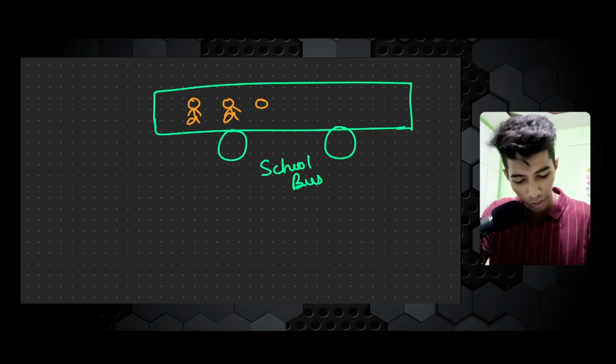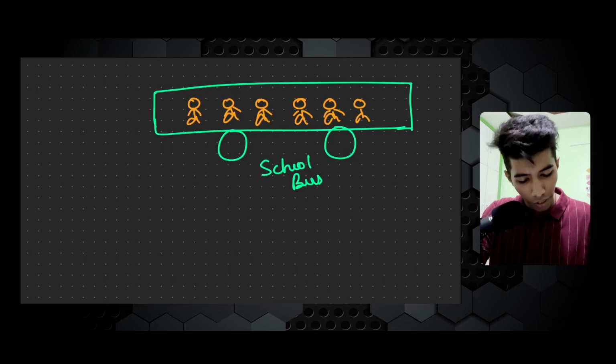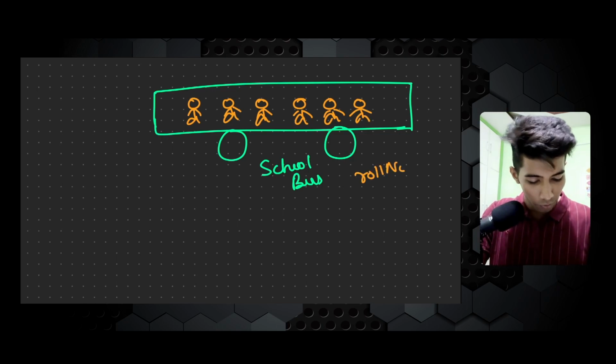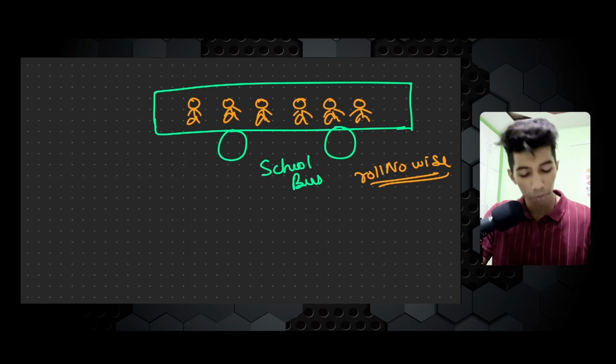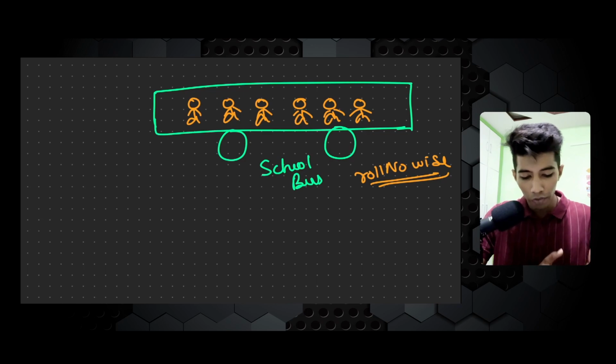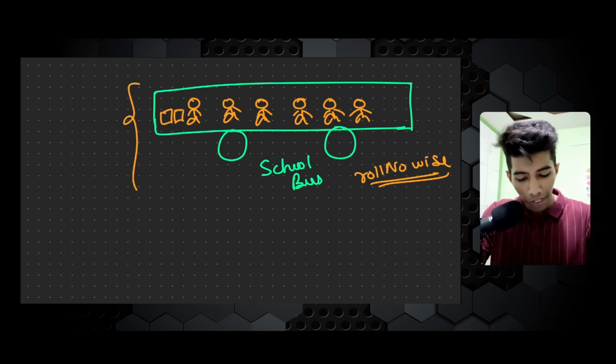Let me draw it like this. They are sitting roll number wise. They are going for a picnic, so the teacher instructed them to sit in a roll number wise manner. Wherever this bus goes, all the students will go together, and there can be some seats which are empty here. So this is the basic example of what an array looks like.